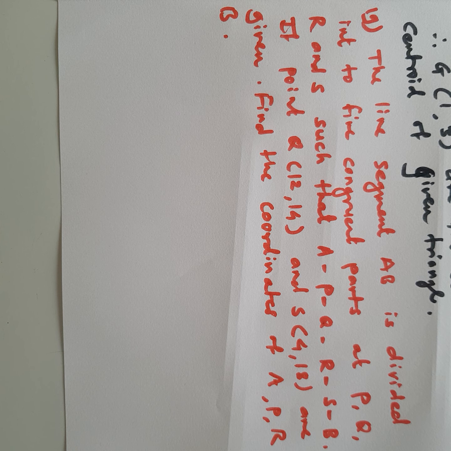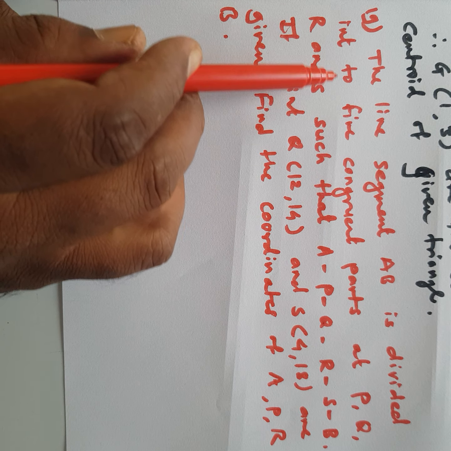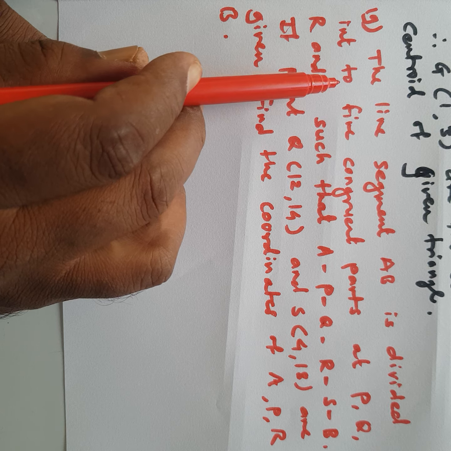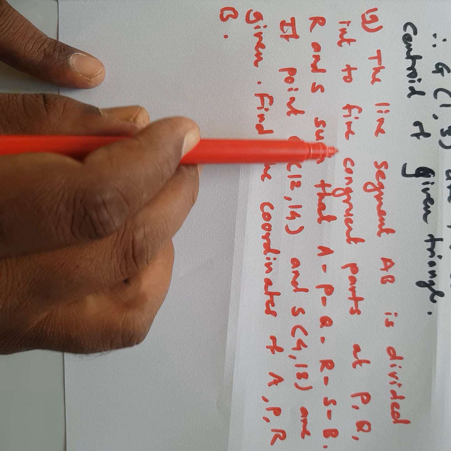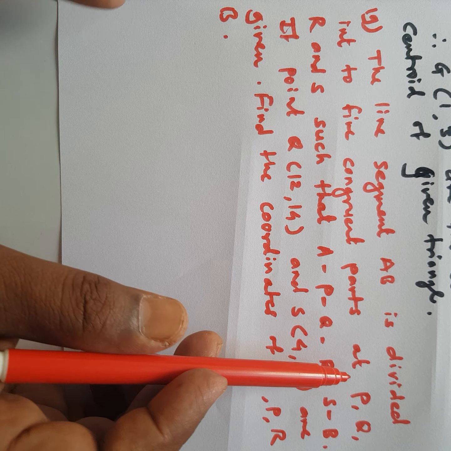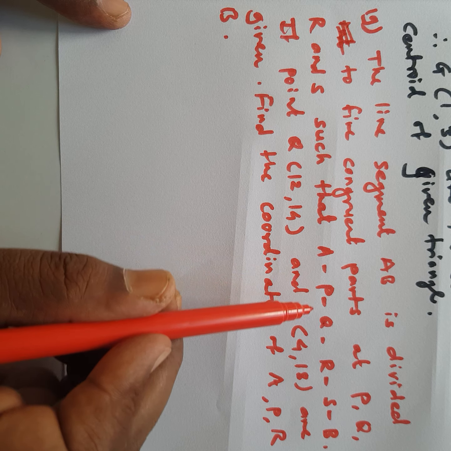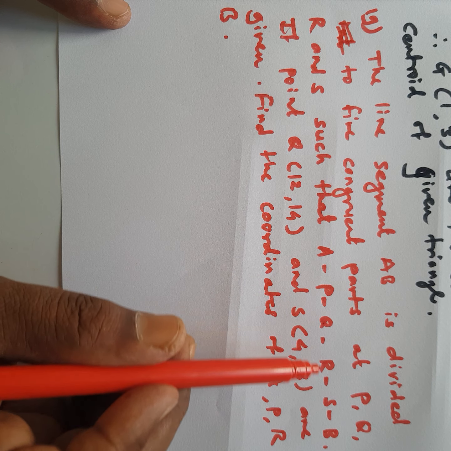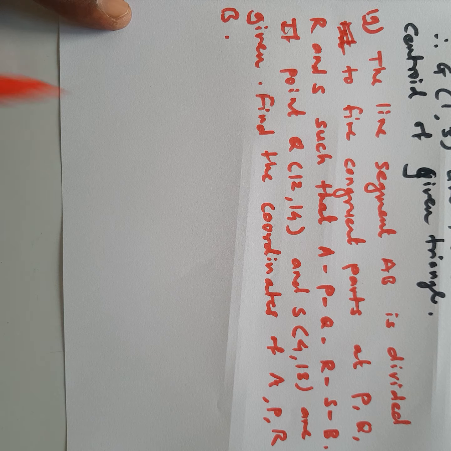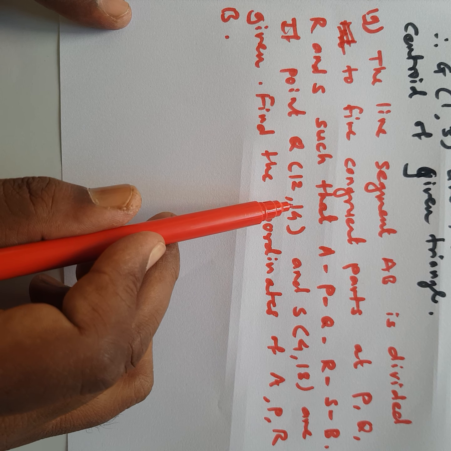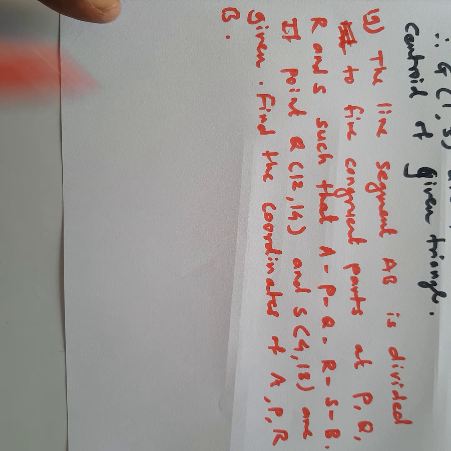Now we will see again one higher order example. The line segment AB is divided into 5 congruent parts at P, Q, R, S such that A, P, Q, R, S, B are collinear. If the coordinates of points Q and S are given, find the coordinates of points A, P, R and B.